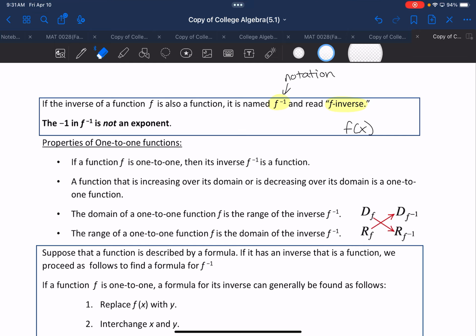And we will also see it written like this, f inverse of x, which again is also just notation. This is just saying that this is the inverse function of the original function f. Okay?